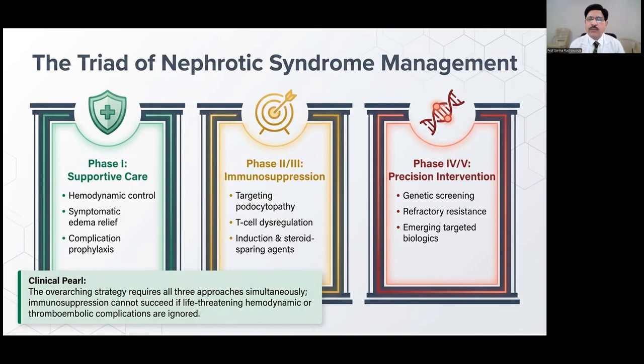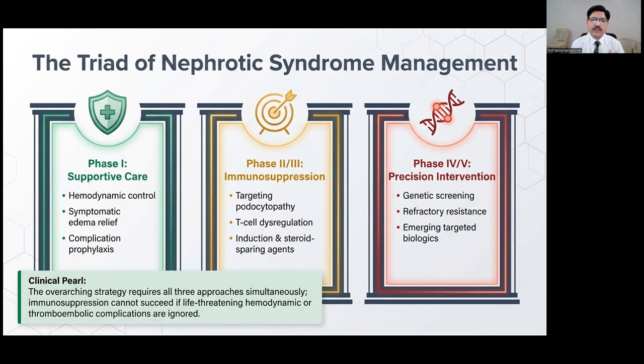Now we have got a wonderful biological, which I'm going to show you, which can be used in cases of refractory cases. Okay, clinical part. The overreaching strategy requires all three approaches simultaneously. Don't think I will do phase 1 first, then I'll start steroid and not respond to you. After 4 years, I will do genetic testing. Not like that. Start all the approaches simultaneously.